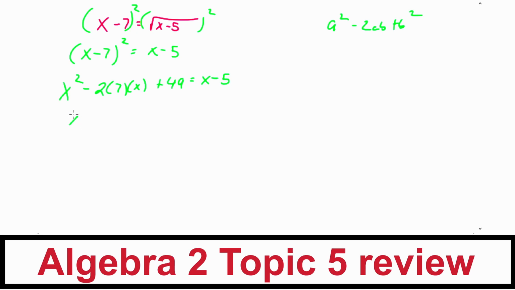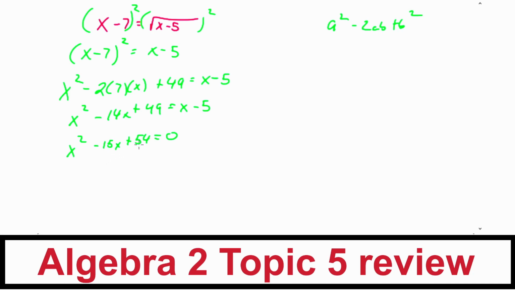Here I'm going to end up with x squared minus 14x plus 49 is equal to x minus 5. Go ahead and subtract x from both sides. Add 5 to both sides. And we're left with this right here. And back to what you guys do pretty much all year before this in the class. How do we find out what the zeros or roots of this are?